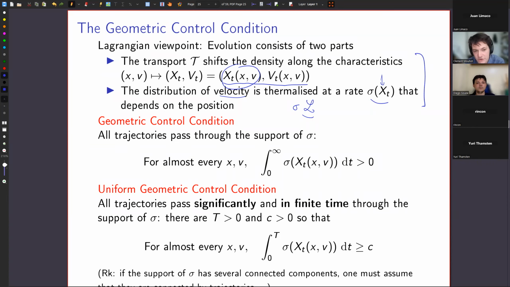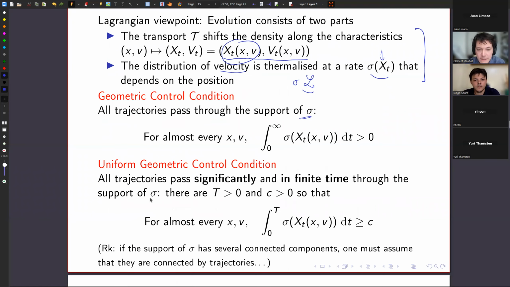So the geometric control condition is the following. It tells you that all trajectories have to go through the support of sigma, meaning that all trajectories will have to go to a place where velocities are thermalized. Or let me repeat it in yet another way. All trajectories have to go to a part of the domain where there is dissipation, or where there is this control acting. The control for us is the thermalization.